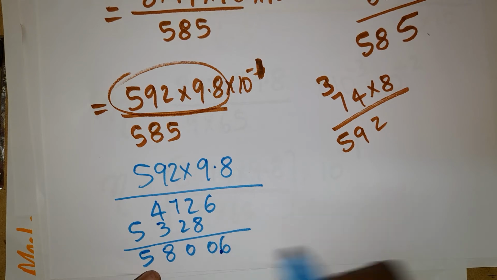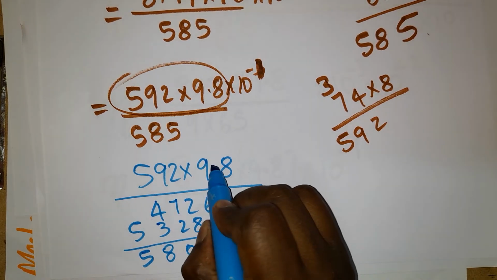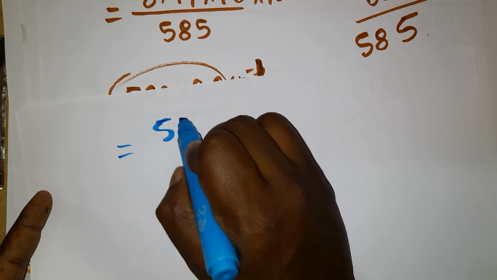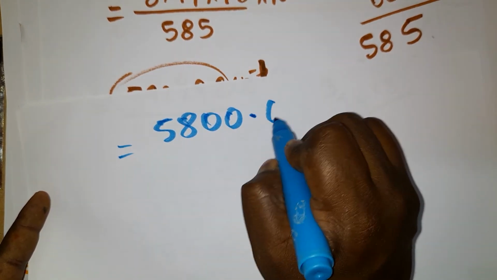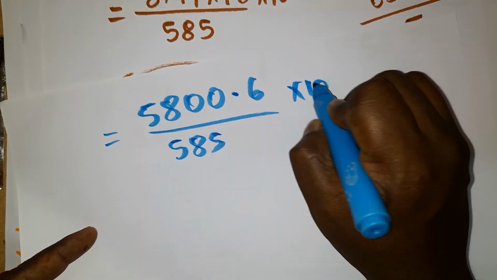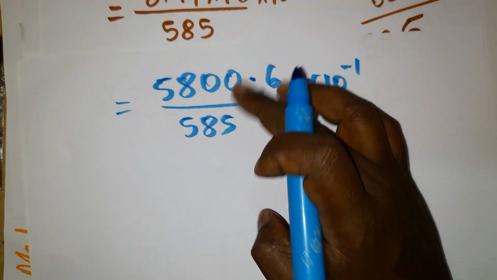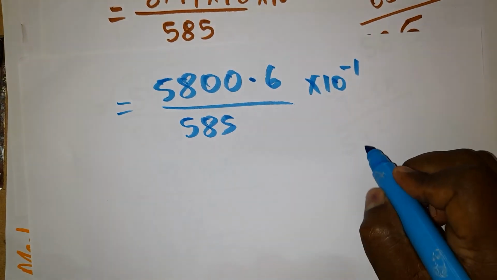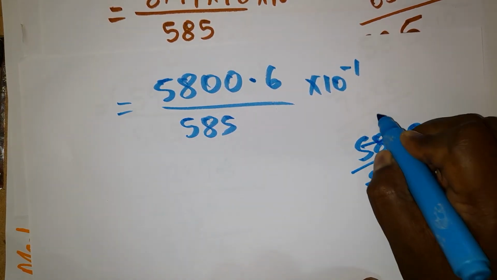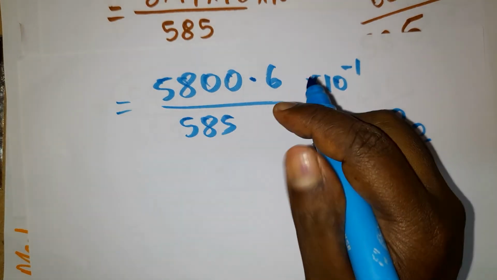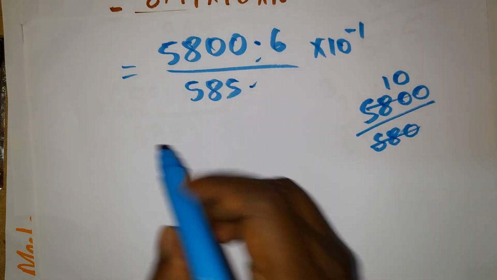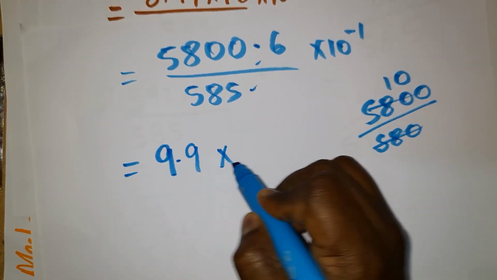5800. Here one decimal you can keep, because of this decimal. Now what will we get in numerator? This only, 5800.6. What will we get in denominator now? 585 into 10 power minus 1. So approximately this is 10 times, because imagine 5800 as a numerator, 580 as a denominator. Approximately we'll get the answer as 10. See here, denominator is greater than the numerator, so we'll get less than this value. So it is going to be 9.9 into 10 power minus 1.